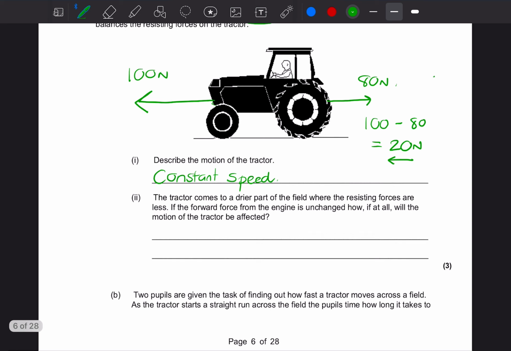So how will the motion change? It will accelerate in the forward direction. It's worth 3 marks, this one, so we're going to have to add a little bit more of that. So it will accelerate in the forward direction to reach a higher speed. But actually it's worth 3 marks for the motion of the tractor and this, so yeah, that's probably enough.